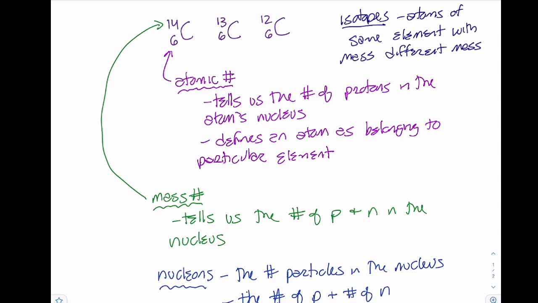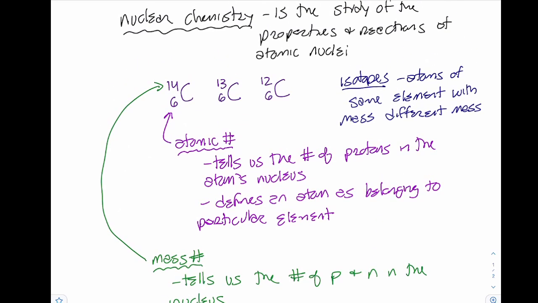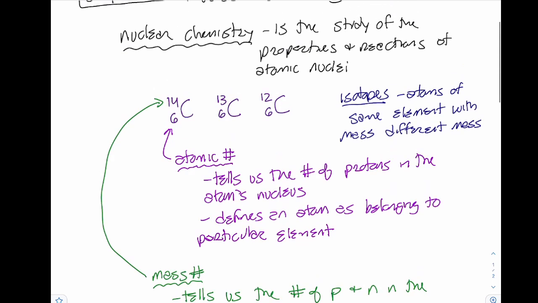For my neutrons, I'm going to take my mass number, which is the number of protons plus neutrons, and subtract my atomic number from it, because that's the number of protons. That's going to leave me with neutrons. So carbon 14 here has 14 particles in the nucleus, and 6 of those are protons. So 14 minus 6 gives me my 8 neutrons.